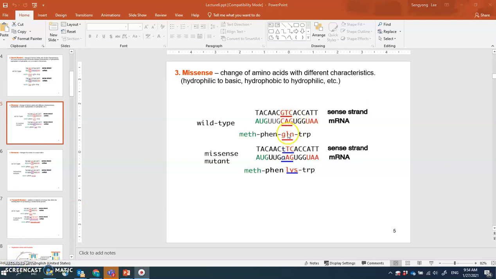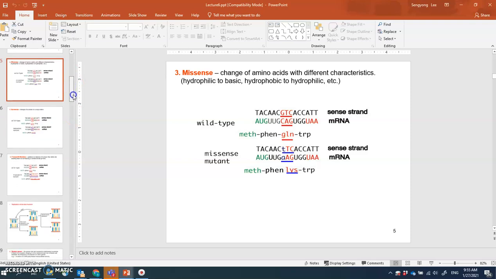So what kind of amino acid is glutamine? Glutamine is a hydrophilic polar amino acid. And how about lysine? Lysine is one of the three positively charged amino acids. So it's from a hydrophilic amino acid to a positively charged amino acid. That is a more drastic change. There will be a change in its structure, and the protein may have a different structure and function through this mutation. If that's the case, we consider that a missense mutation.